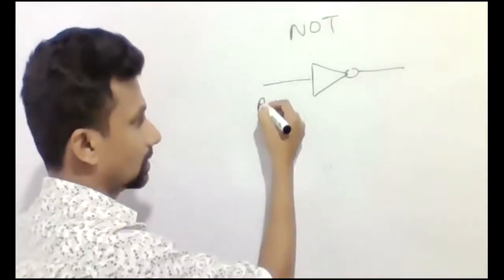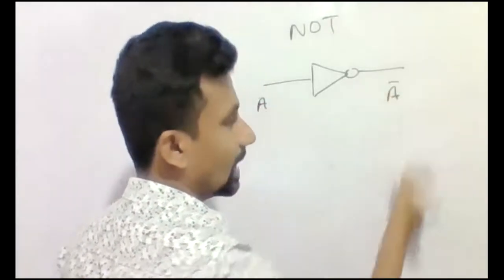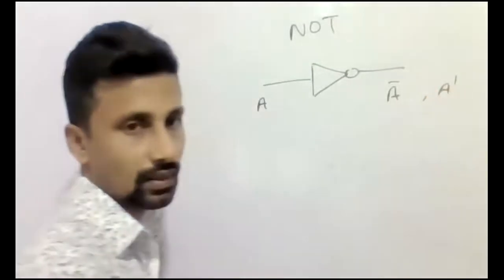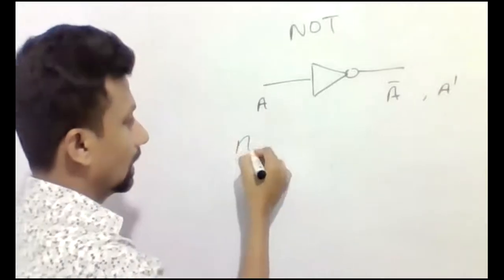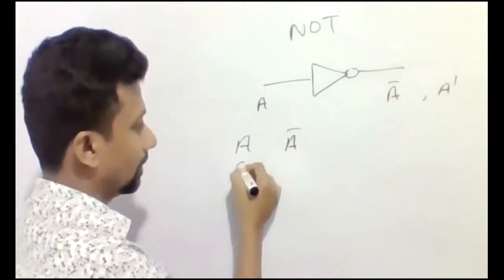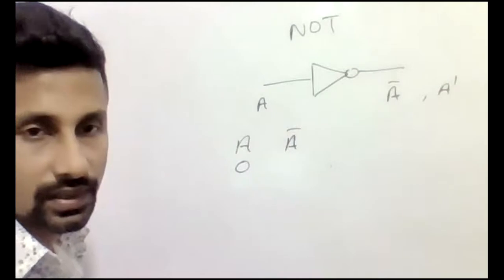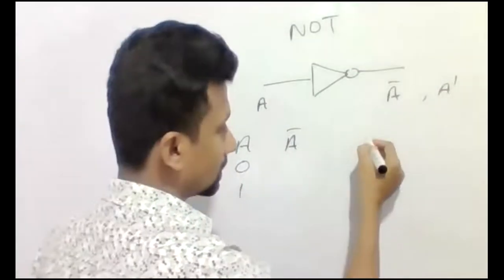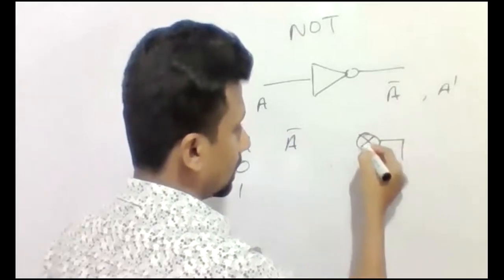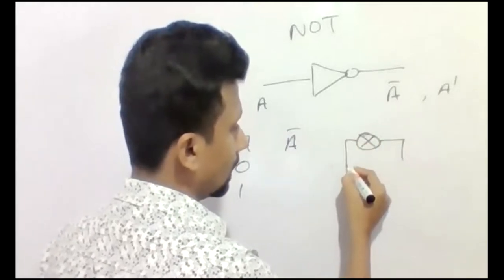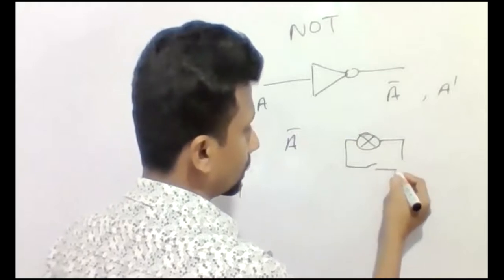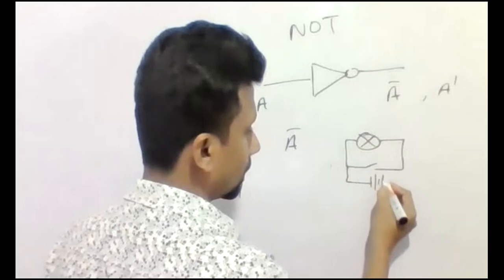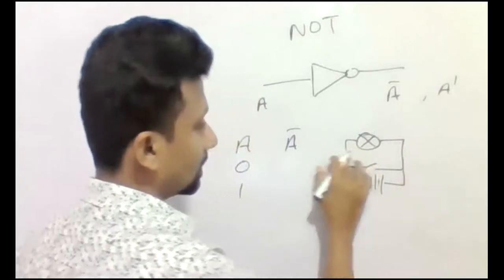So if you input A, you are getting A dash. Sometimes when you're writing, you can write A dash in the same way. The input can be either 0 or 1. I'll draw the circuit, then you can understand this one. So here it's like this. I put the switch like this, then batteries, right? So I put a small resistance.